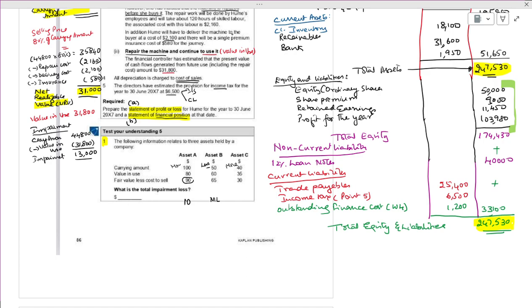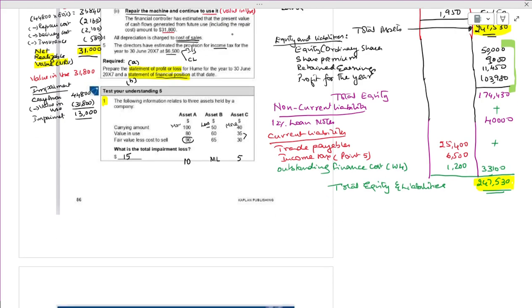Next, asset C. Carrying amount is 40, the higher recoverable amount is 35. Impairment is 5. Total impairment is how much? 15. You do this, and 4 marks straight away are in your pocket. This chapter, minimum 4 marks.